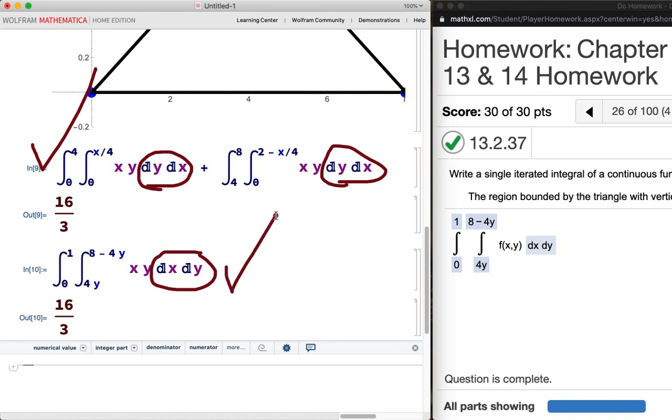It works just as well, and perhaps it's less work because you have a single iterated integral instead of the sum of two iterated integrals. But again, it really depends on how you visualize the problem. Okay, let's continue with some further examples.